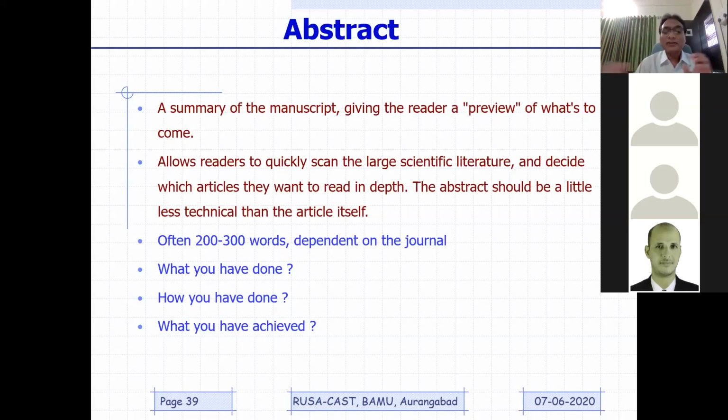What does it mean? What you have done means what were the objectives of your investigation. How you have done means what kind of methodology you have adopted. What you have achieved means what kind of output you have, and that needs to be the brief summary of your results. That needs to be reflected in the abstract very, very specifically.